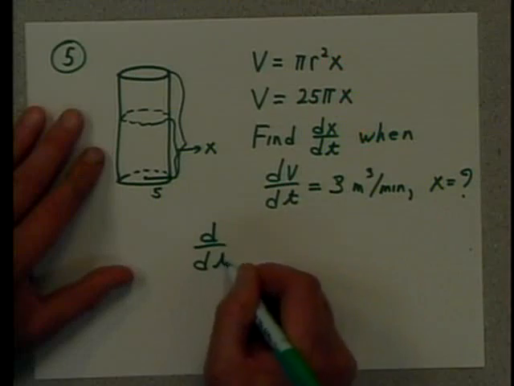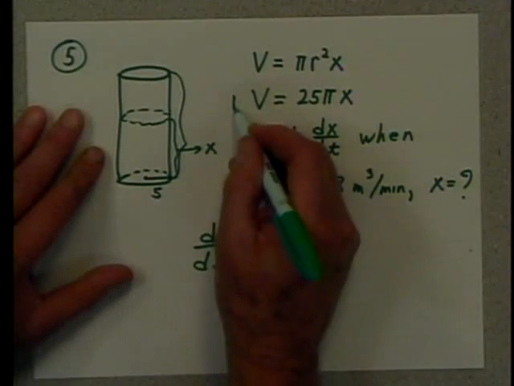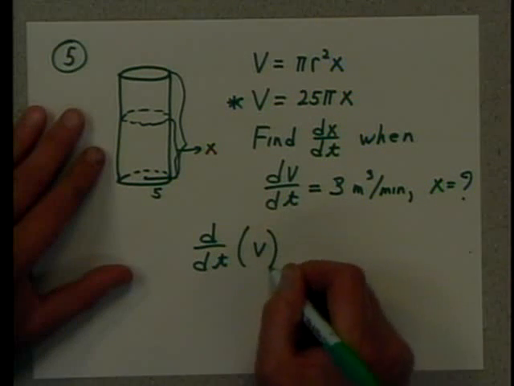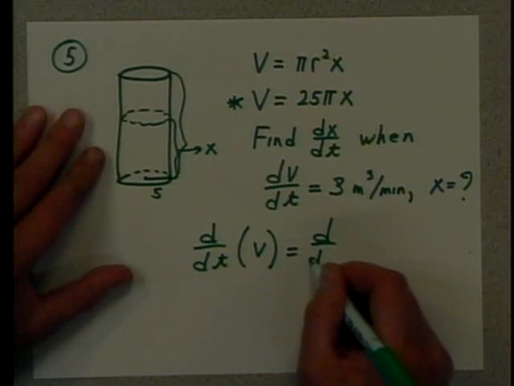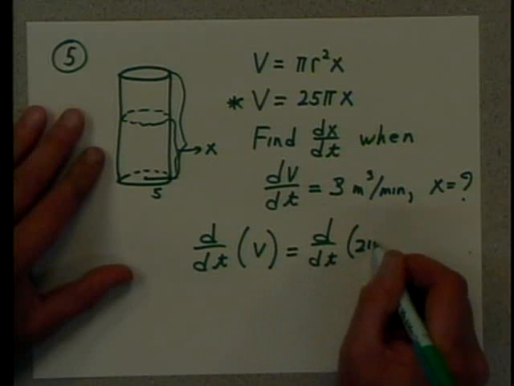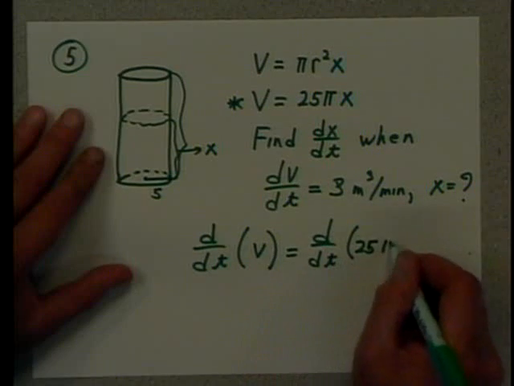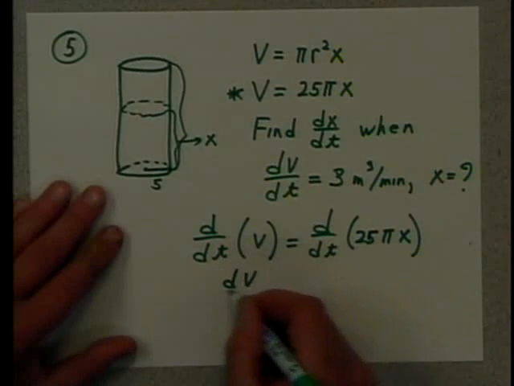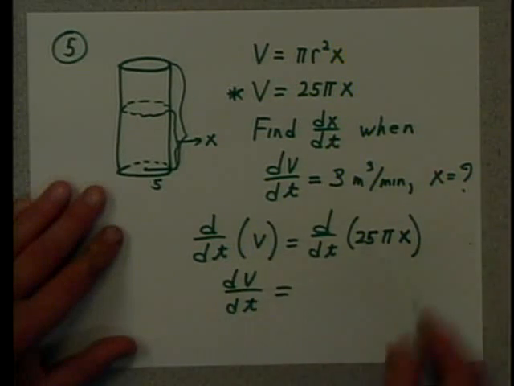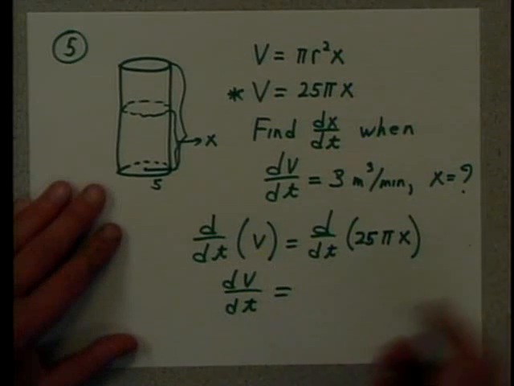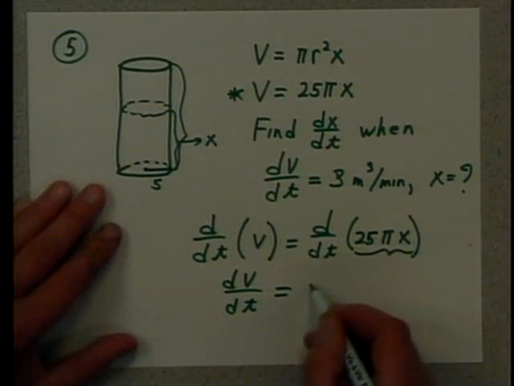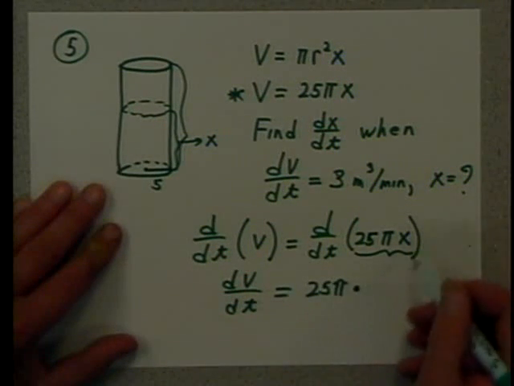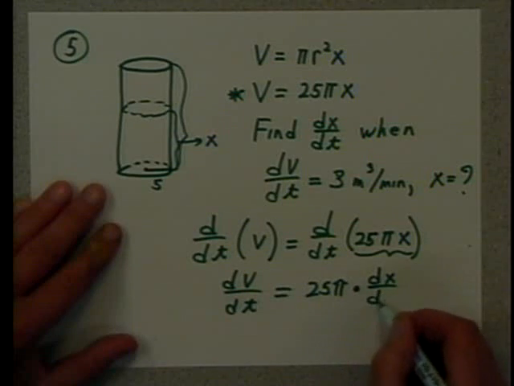Okay, now it's time to go for the finish. Using the one I starred right here, the derivative of V with respect to t has to equal the derivative with respect to t of 25 pi x. Okay, the left side just becomes dV/dt. That's fine because that's what I'm looking for. The right side becomes the derivative of this, which is 25 pi, times the derivative of x, which is dx over dt.